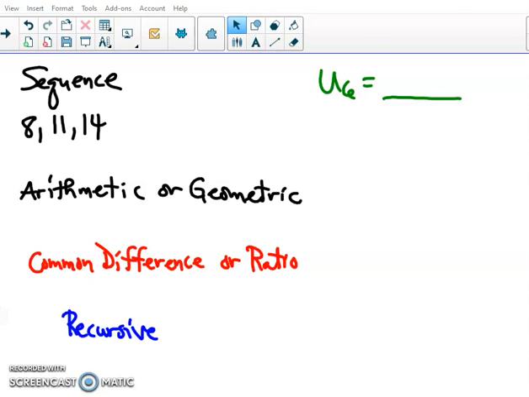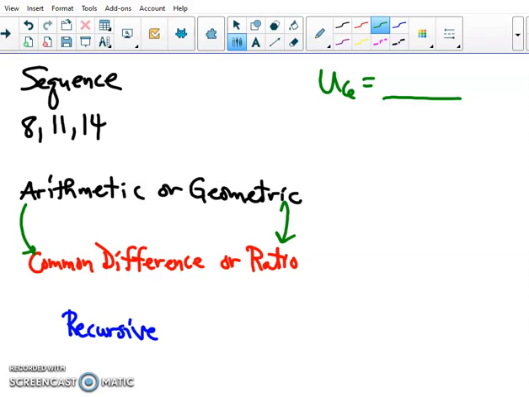Okay, this activity is designed as a continuation of our work with sequences. Much of it, or most of it, is a review, with one new idea. First of all, you need to identify the sequence. Is it arithmetic or geometric? What's the common difference? The common difference goes with the arithmetic. The ratio is what goes with the geometric.